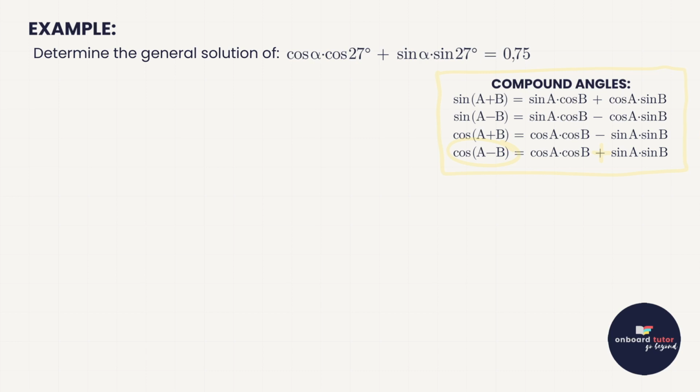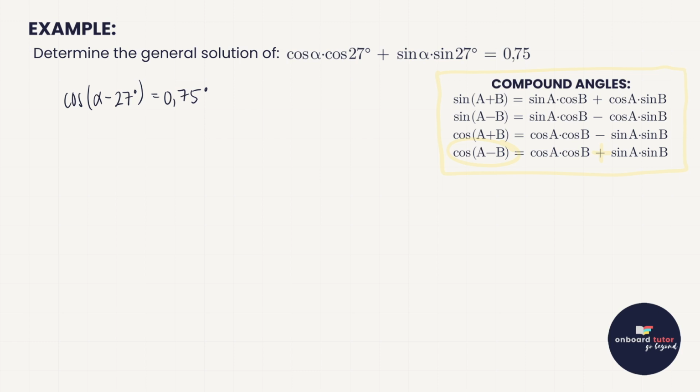So now let's take a look at what this whole complex looking equation will become. Instead of cos cos sine sine, we can write it as cos and then alpha minus 27. So that's going to become nice and neat. Cos alpha minus 27 degrees is equal to 0,75. Okay, so that's the first thing we do. Now the trig ratio is isolated. So actually it looked complex, but it was quite a straightforward question.